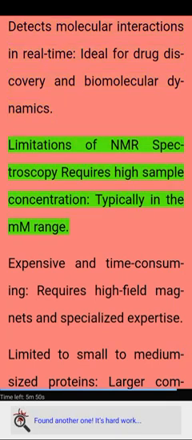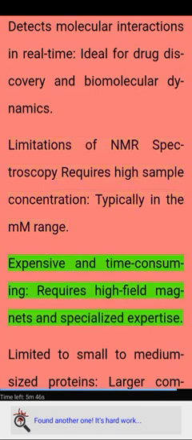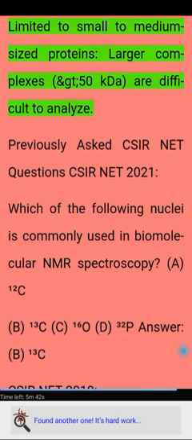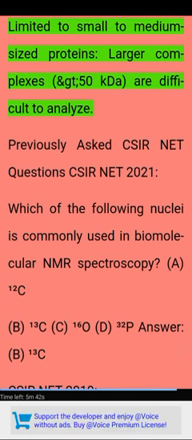Limitations of NMR spectroscopy: requires high sample concentration, typically in the mM range. Expensive and time-consuming, requires high-field magnets and specialized expertise. Limited to small to medium-sized proteins; larger complexes, greater than 50 kDa, are difficult to analyze.